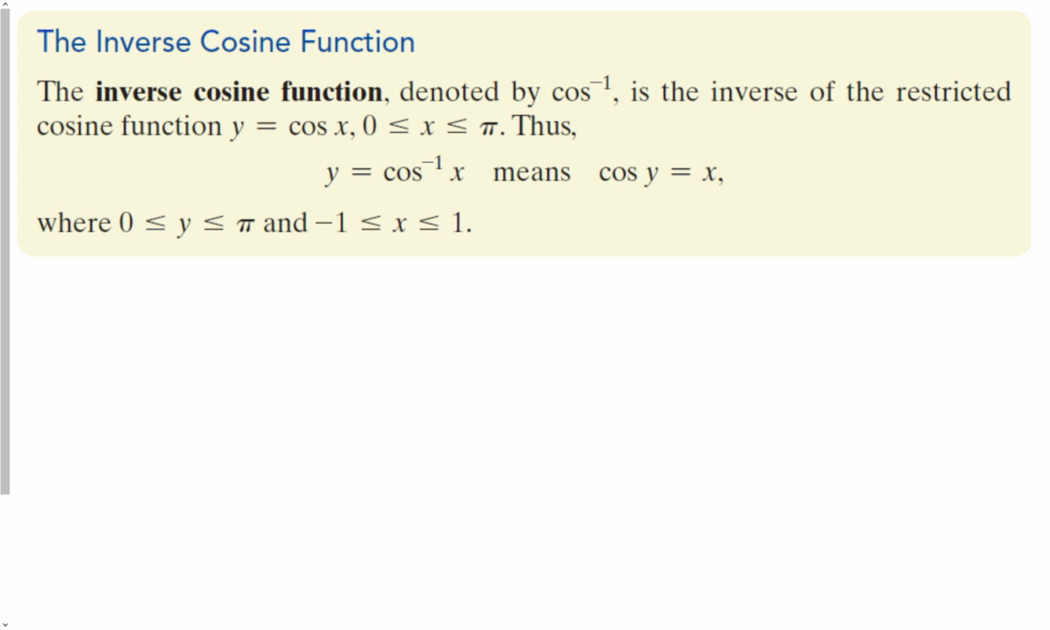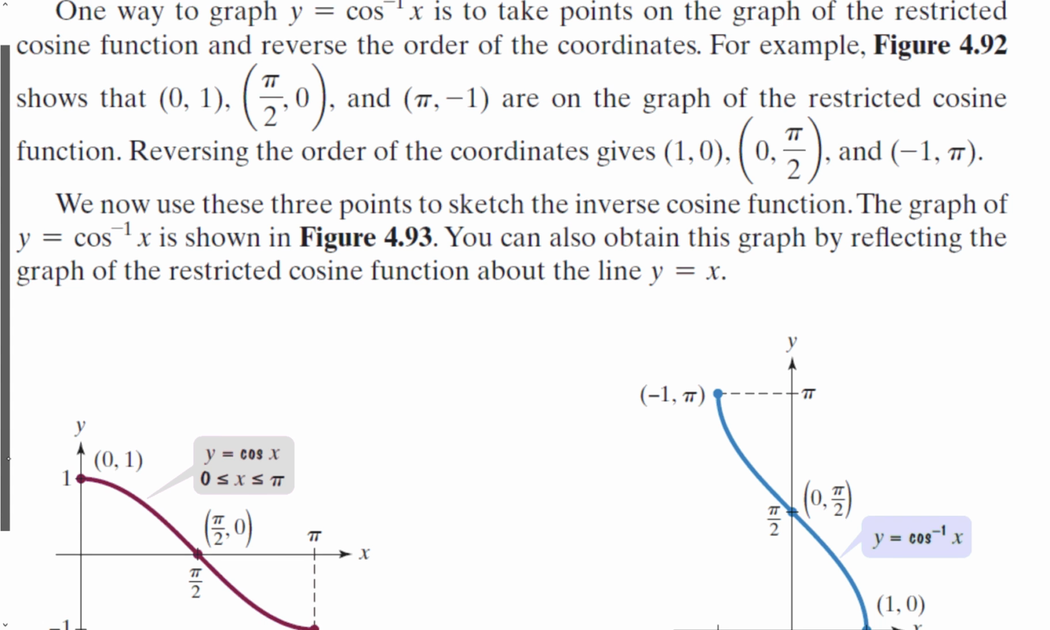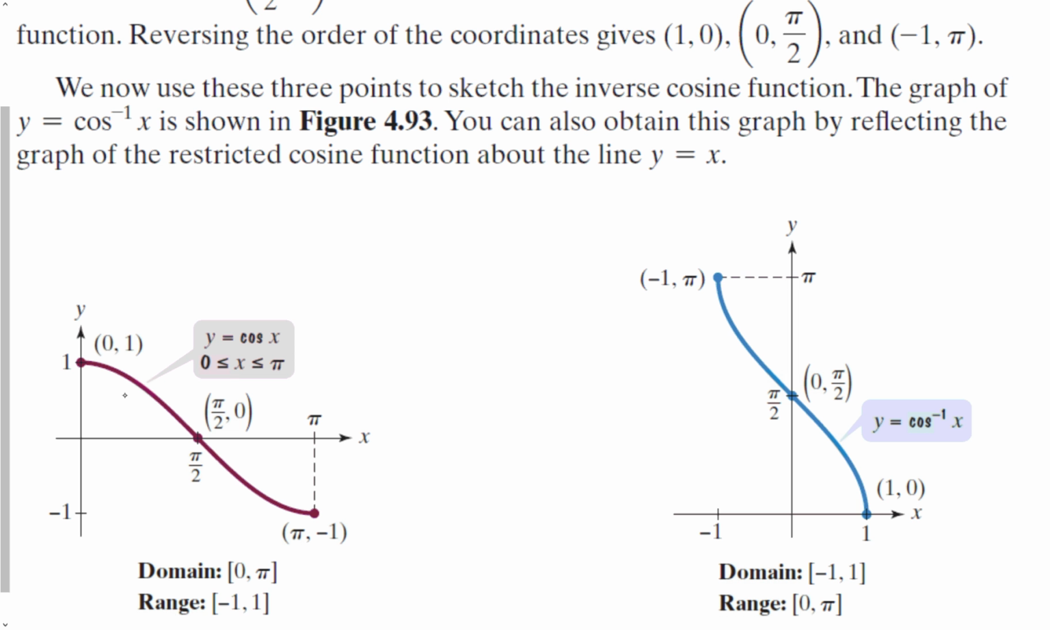Okay. So the inverse cosine, same notation, is the inverse of the restricted cosine function. And if we have y is equal to the inverse cosine of x, it means that the cosine of y is equal to x. Same as last time, except the angle must be between 0 and pi, and my x values must be in between negative 1 and positive 1. So in order to graph this, again, same thing. We're going to take the restricted cosine function here and just switch these x's and y's.